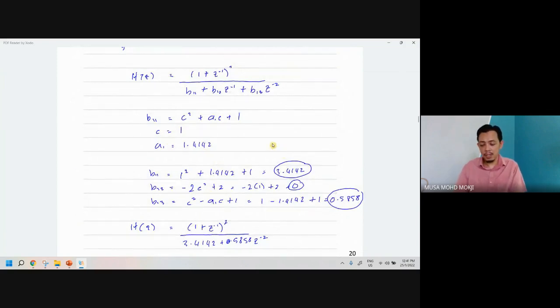Especially if the order is higher. And this is just a second order. If it is a third order or a fourth order, it becomes easier because we don't have to replace every S into Z.